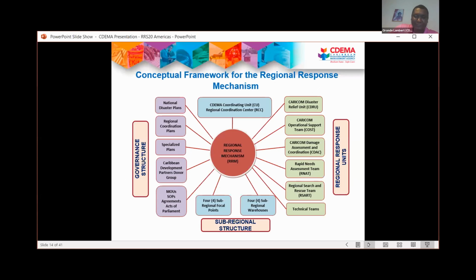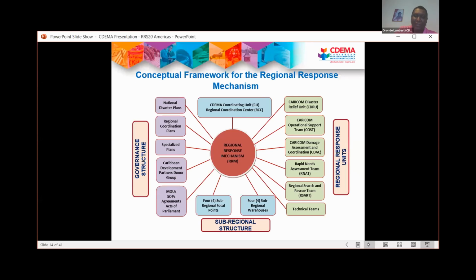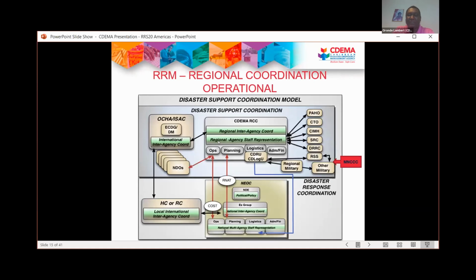So before I get into the emergency telecoms, which I will, I just want to give you a brief synopsis of how we operate. Basically, for us to be able to do anything requires a framework called the Regional Response Mechanism, which is diagrammatically explained in front of you here. It is what allows us to coordinate in the region. We have many partners, many teams, and this is the mechanism through which we operate. This diagram is a bit busy, but it speaks to the actual operation of the RRM itself.